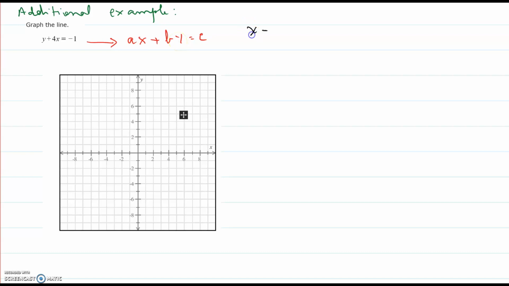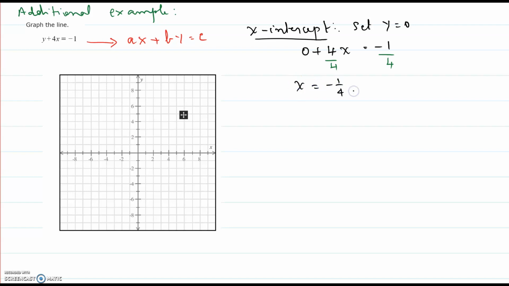As we did in the earlier problem, we are going to find the x-intercept, meaning where the graph crosses the x-axis. So we set y to 0 in the original equation. So 0 plus 4x equal to -1. So what is x equal to? Divide both sides by 4. We get x equal to -1/4. So the x-intercept in terms of an ordered pair is (-1/4, 0).